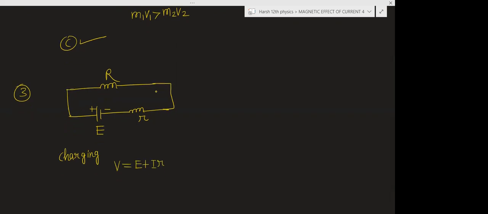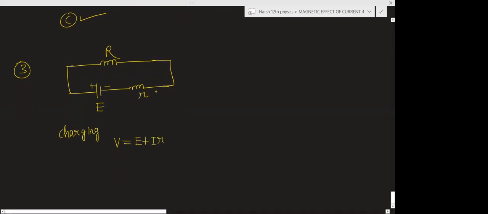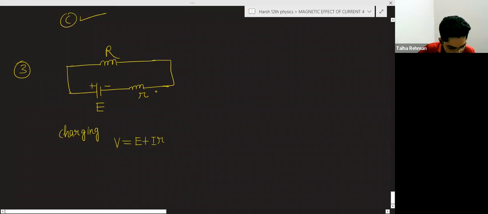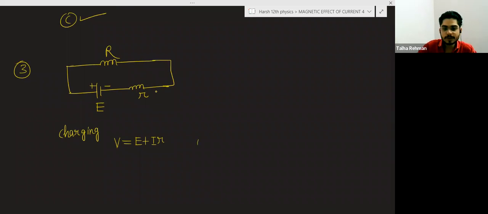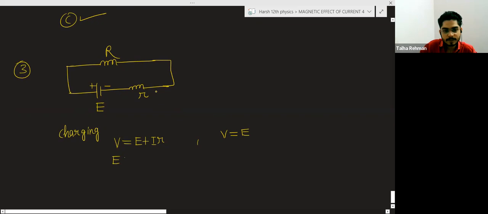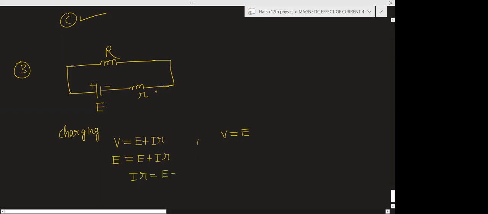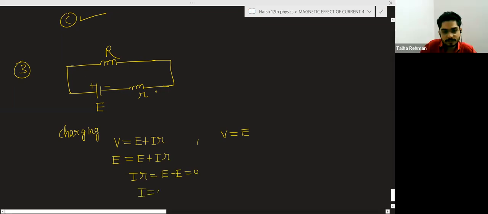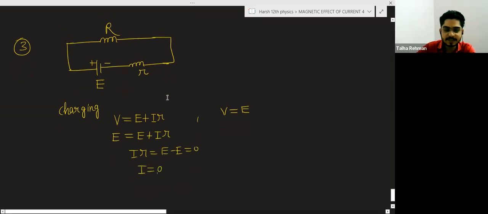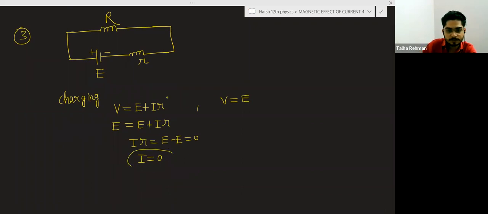Okay, this equation you should know. They are saying terminal voltage is equal to EMF. So here I can put, instead of this V, E. This is also E. This will become IR. Okay, this IR is equal to E minus E, and this is equal to 0. So your current is equal to 0 in this case. If the cell is charging, your current is 0.